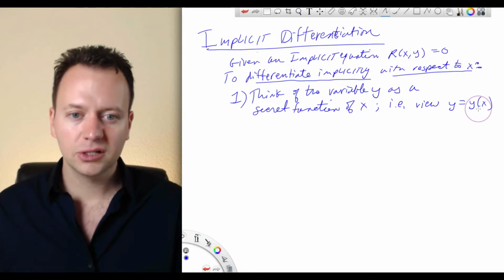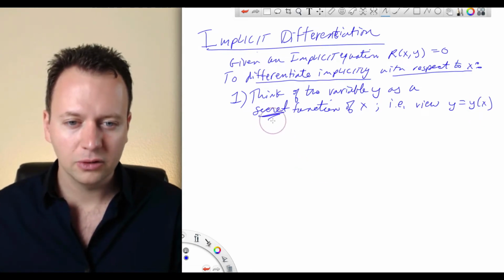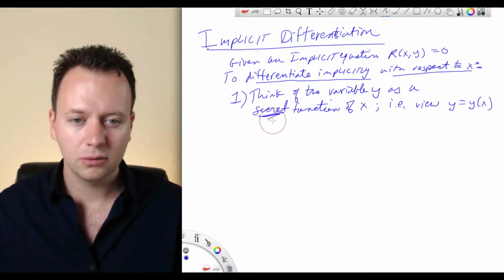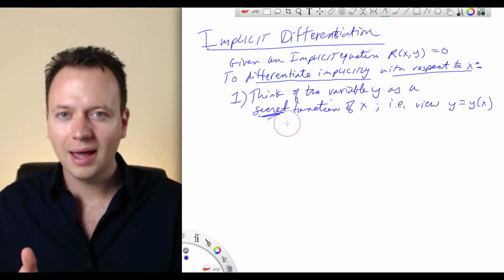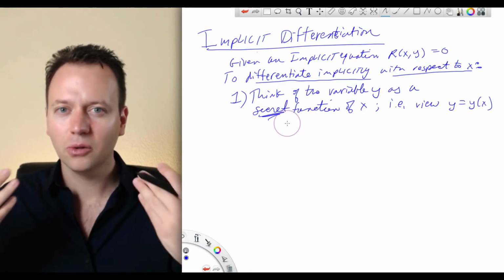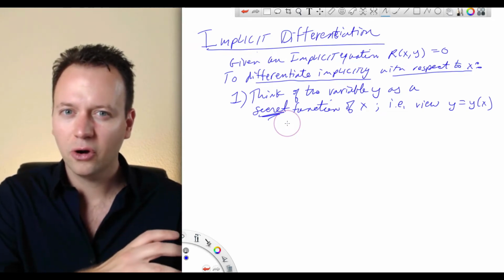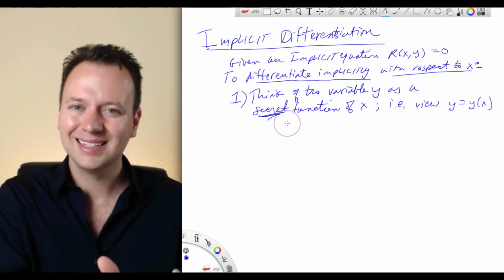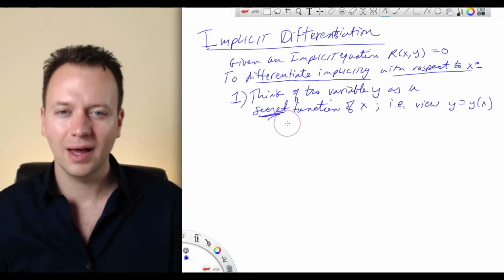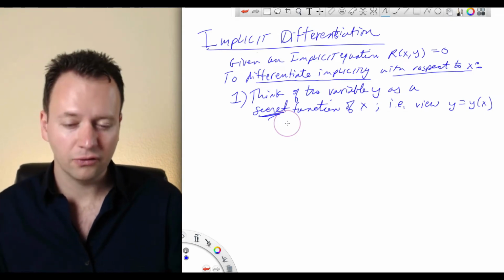But just to be less technical and to avoid tricky terms, it's a mental mindset: y is a secret function of x. So when you see y appear in the equation, think of it as secretly representing a function of x, even though truly it's not a function of x.